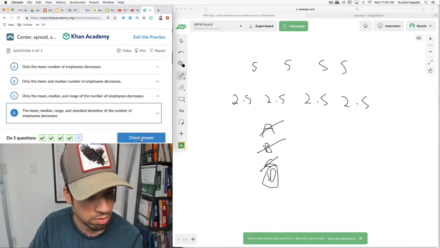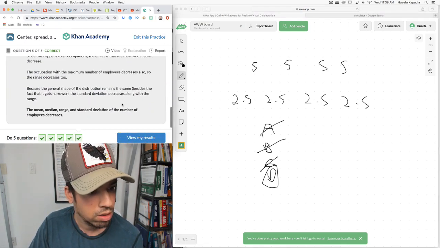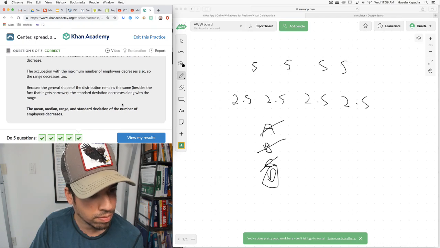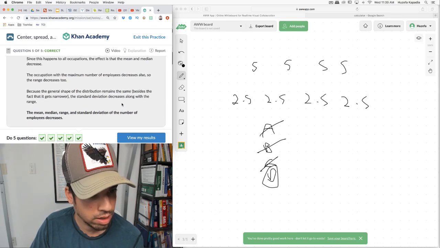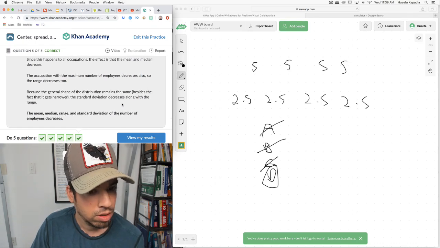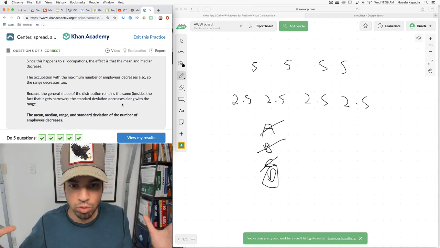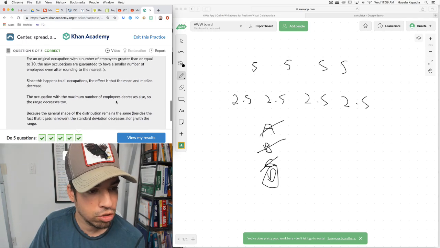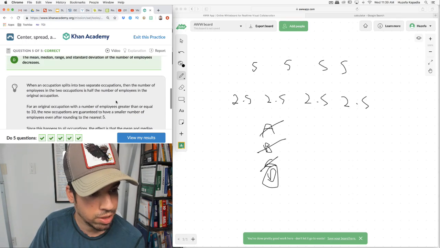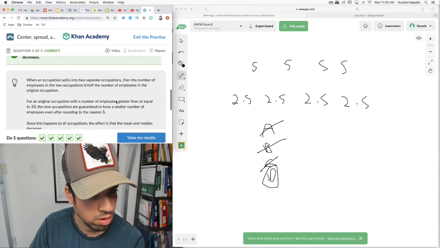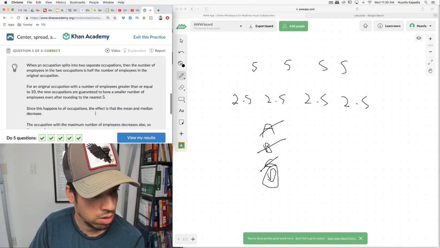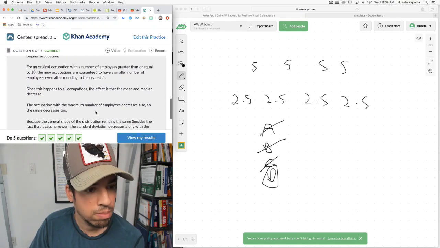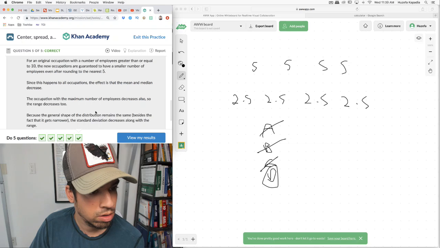I want to see if this is correct. Yeah, it's correct. Because the general shape decreases, the fact that it gets narrower, it goes whoosh, cuts down. All right, good. So that made sense. But that one did trip me up for a second, so I just wanted to make sure. The mean and median decrease.